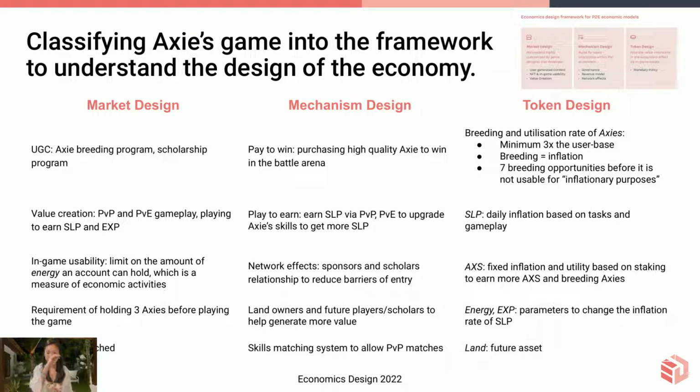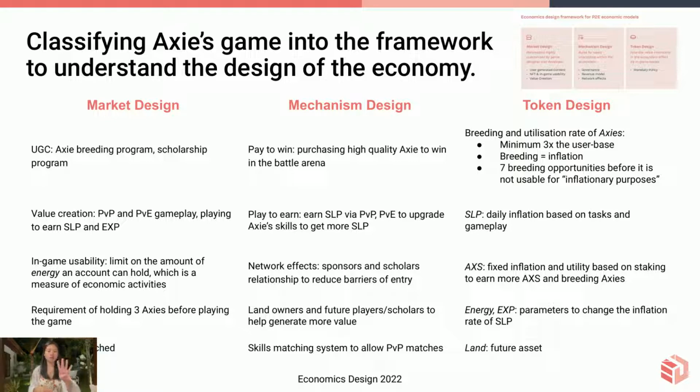And lastly, for token design, here we're looking at the minimum breeding and utilization rate of Axies. Axies are the creatures. So the number of Axies will be at least 3 times the user base, because if each user needs 3 Axies to enter a battle, then the minimum number of Axies available in the market as circulating supply should be 3 times the user base. And we also understand that breeding is an inflationary pressure. That's the only way you can increase the amount of Axies in the space. You need to allow the Axies to breed. There's also a limit to how many times you can breed, which is 7. This is a rule in the Axie game that you have 7 breeding opportunities before it's not usable for inflationary purposes, which means you can't breed anymore.